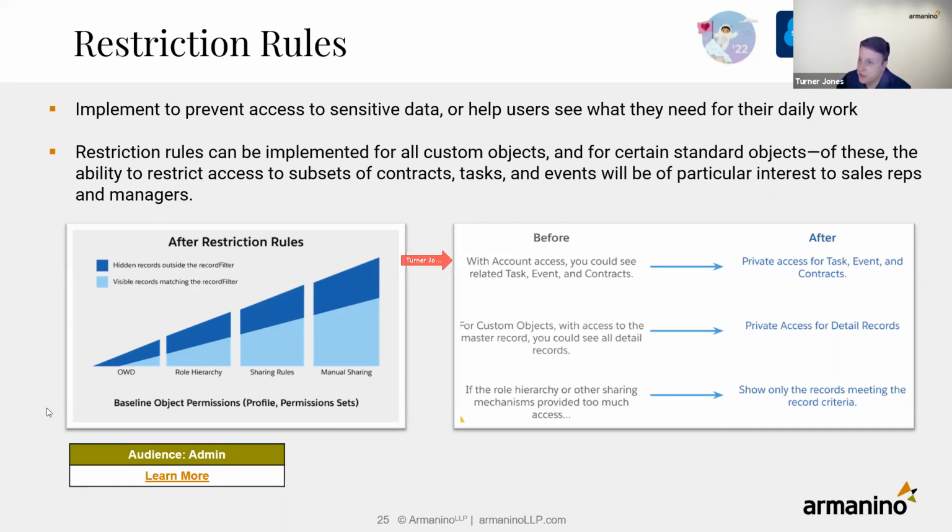Restriction rules currently are not available for all standard objects. They are available for tasks, events, and contracts. But they are available with all custom objects. And it works a little bit differently than your normal permissions. Generally with Salesforce, you grant permission to something. With this restriction rule, you're actually taking it away, which is going to be really helpful, I think, for a lot of organizations.